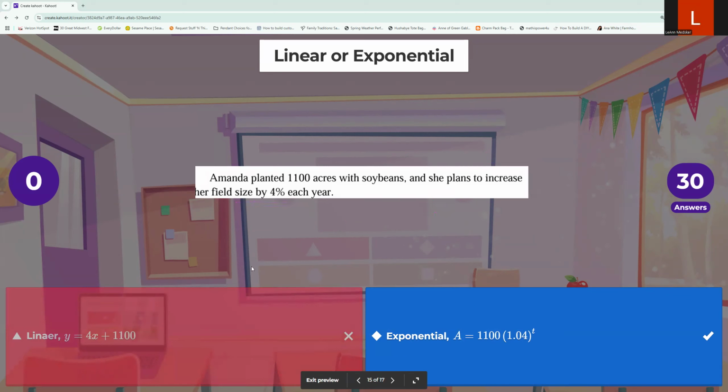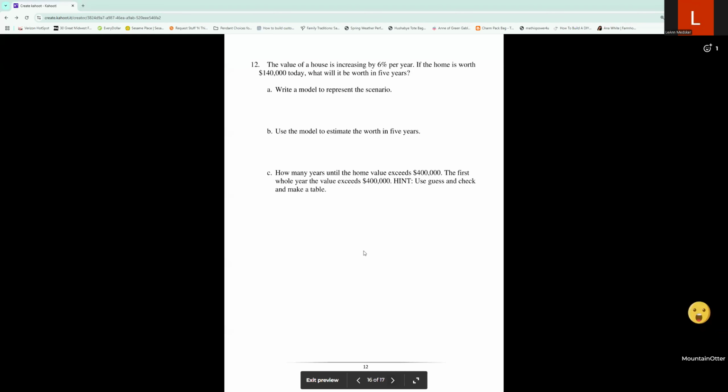Okay, we just have 2 more slides. Number 16, the value of a house is increasing by 6% per year. If the home is worth 140,000 today, what will it be worth in 5 years? Notice this is a percent increase. That means we are dealing with an exponential model. So this would be A equals the original house price, 140,000. Then we have our 1 plus the 0.06 as a decimal. So 6% as a decimal is 0.06. So it's 1.06 to the T. So there's my formula.